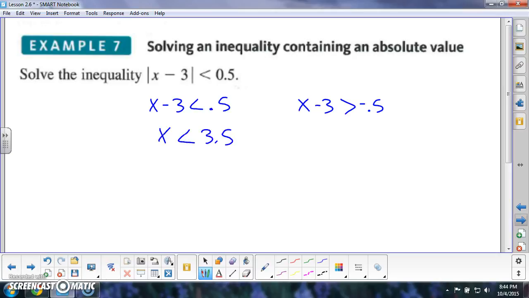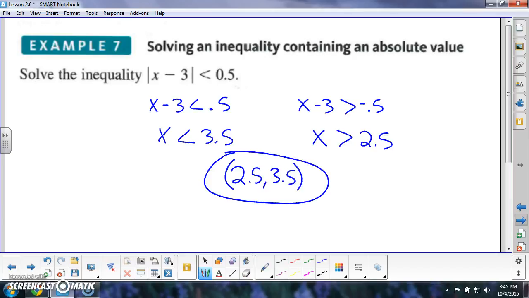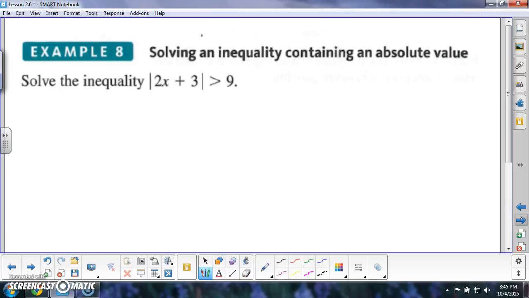We get x values less than 3.5. We get x values greater than 2.5. So that's the inequality answer, and the interval answer would be from 2.5 to 3.5, parentheses on both of those. This would be a bounded answer. It doesn't go forever to the right or forever to the left.